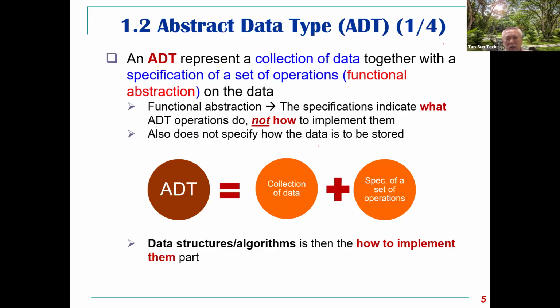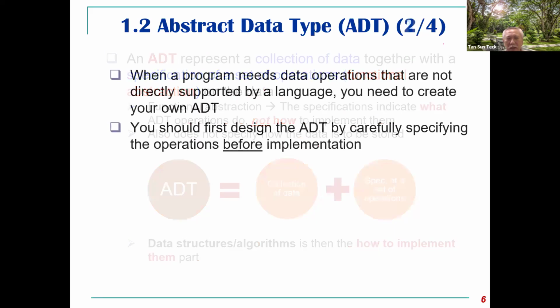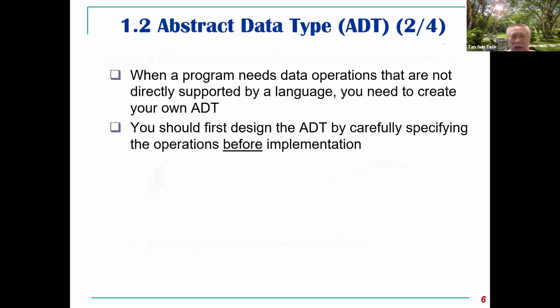Right, so data structures and algorithms is then the how-to-implement part. After you have this specification already, later you're going to see that we use an interface to actually represent them. But when we talk about data structures and algorithms, it is the part where we talk about how to implement this ADT. We say that we look at an abstract data type when a program needs data operations that are not directly supported by a language, for example, C++.